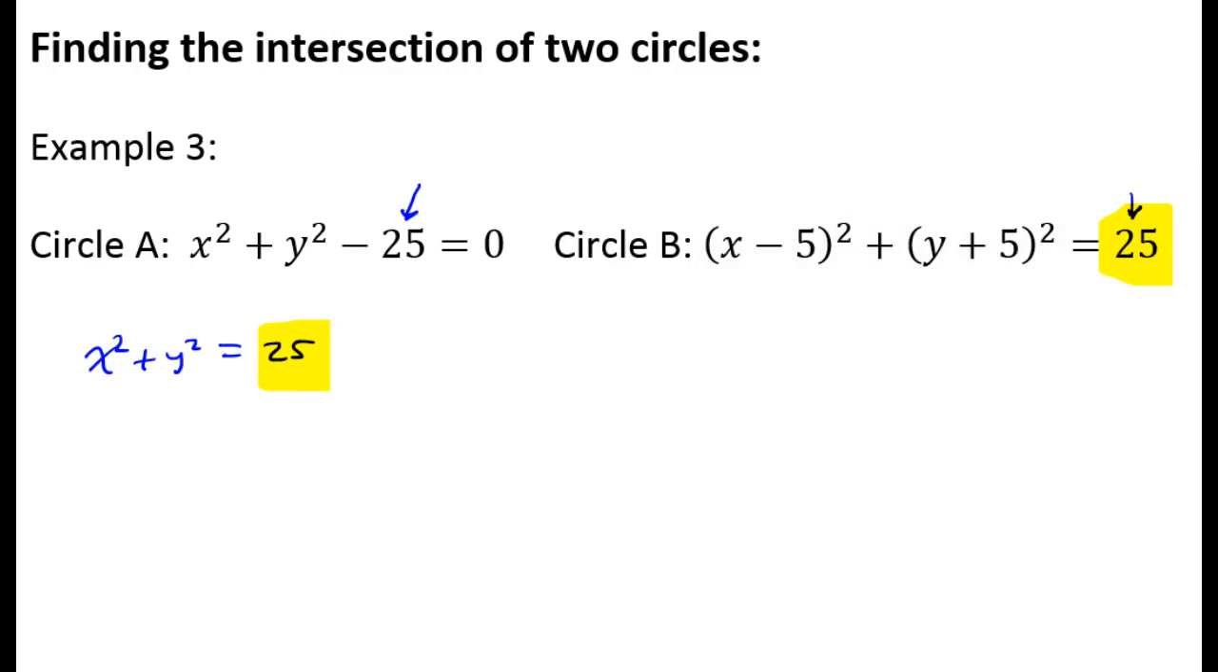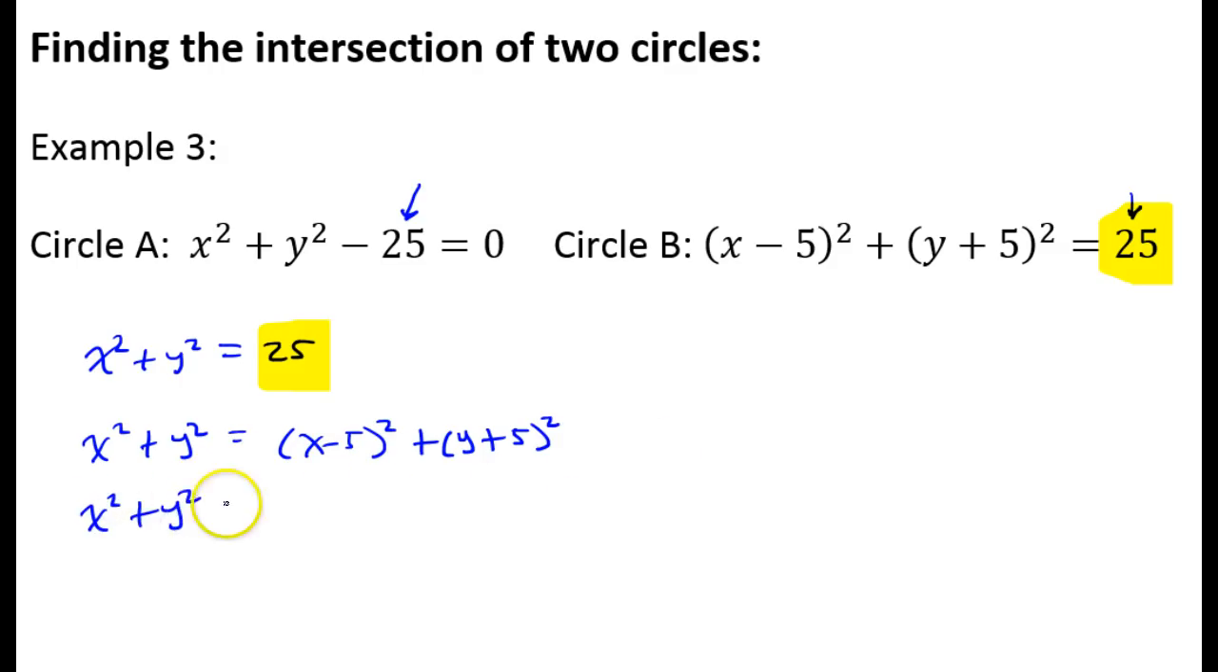So I'm going to go ahead and make that equation. So in other words, x squared plus y squared must equal x minus 5 squared plus y plus 5 squared. So I need to get rid of these parentheses. So I'm going to do x minus 5 times x minus 5.